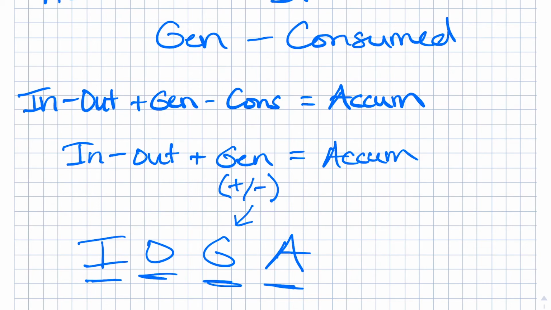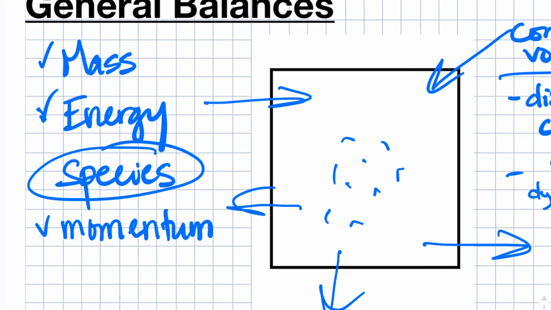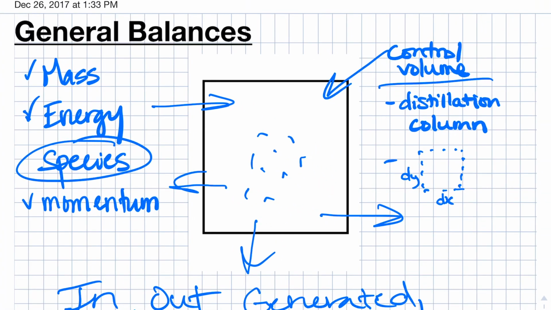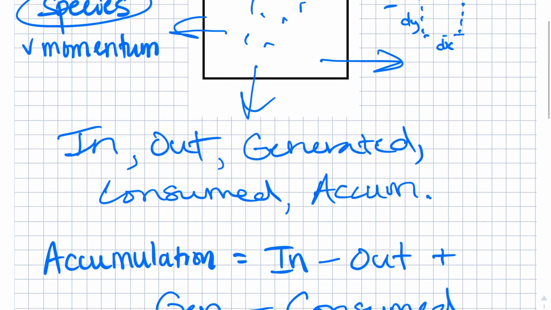And it'll become more apparent what these are as we study the different types of balances that we talked about, like mass, energy, species, and momentum. And as we continue throughout these videos, you'll be able to understand why we pick certain control volumes and why we may not want to pick certain control volumes over time.